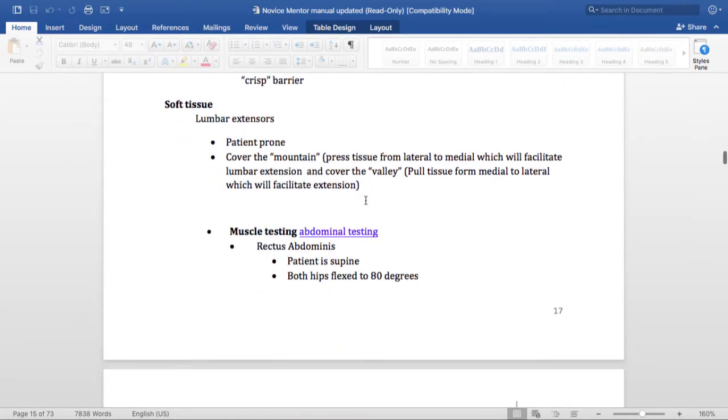And then soft tissue-wise, again, some options are, we teach them, I like to cover the mountains and dig out the valleys. So cover the mountains, meaning that if an area is more flexed and rounded, like a kyphosis area, you push the tissue from lateral to medial over it, covering the mountains to facilitate extension. And if you have a valley, which is an extended segment, you pull tissue from medial to lateral to facilitate extension.